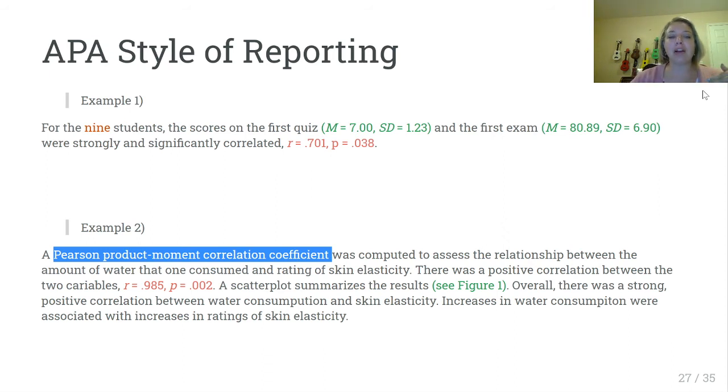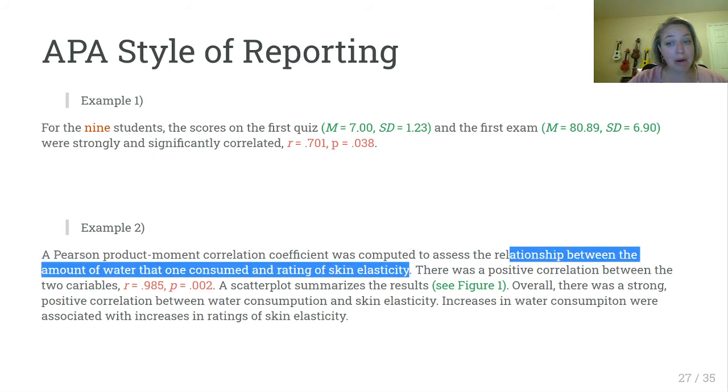So, a Pearson product moment correlation coefficient was computed to assess the relationship between the amount of water one consumes and the rating of skin elasticity. The first sentence here is saying what it is we're investigating. We want to look at these two variables and see if there's a relationship. And to do that, we're going to calculate the correlation.